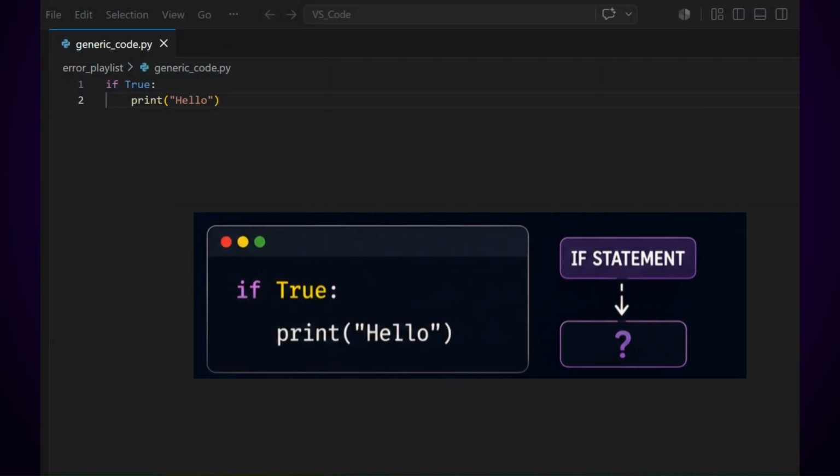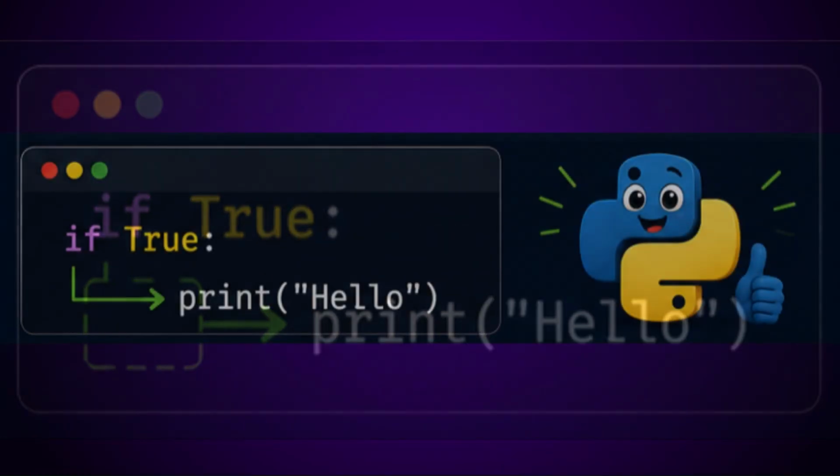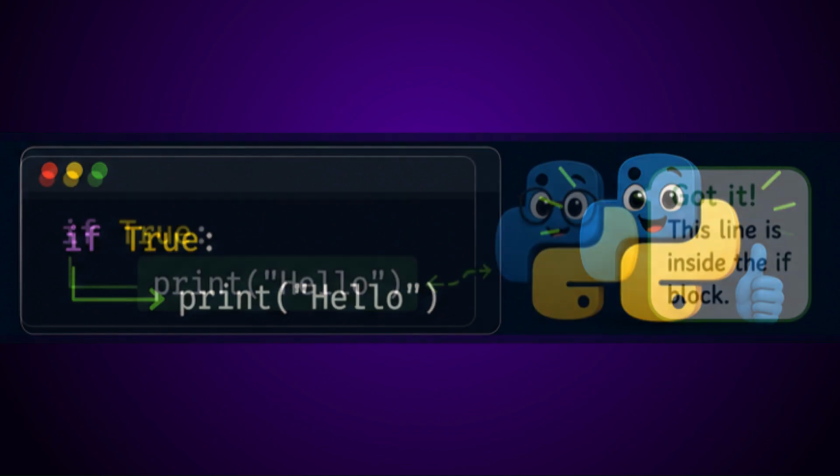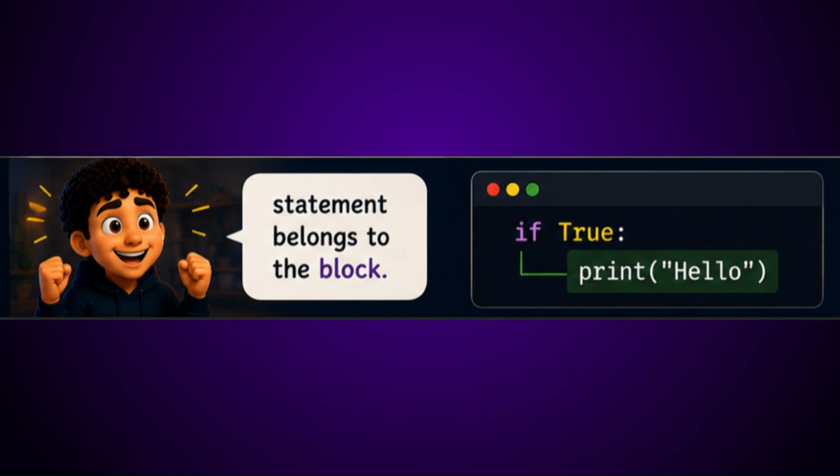After an if statement, Python expects the next line to be indented, like this. Now, Python clearly understands the print statement belongs to the if block.